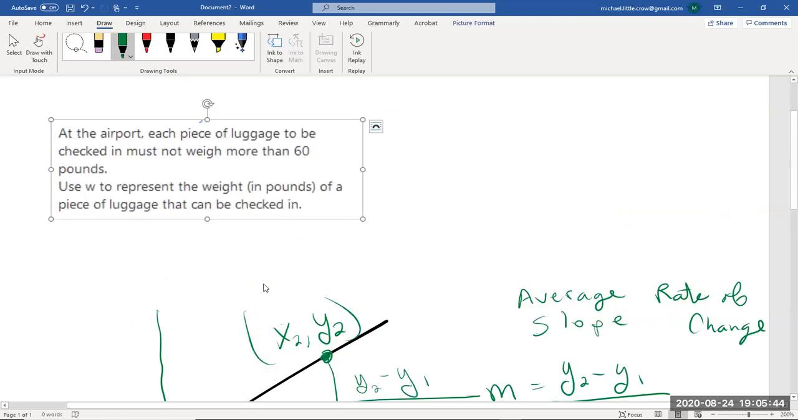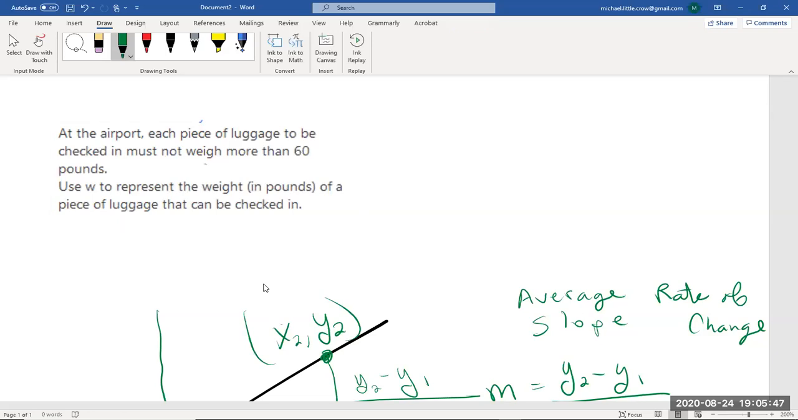So there's this question. Each piece of luggage to be checked must not weigh more than 60 pounds. So 60 pounds is the maximum. We're going to represent the weight of the luggage as W. What's the relationship between 60 and W? Well, it depends on where you put it. If W's here, W has to be less than 60, but no more than 60. So it could be equal to 60, right? W has to be less than or equal to 60.